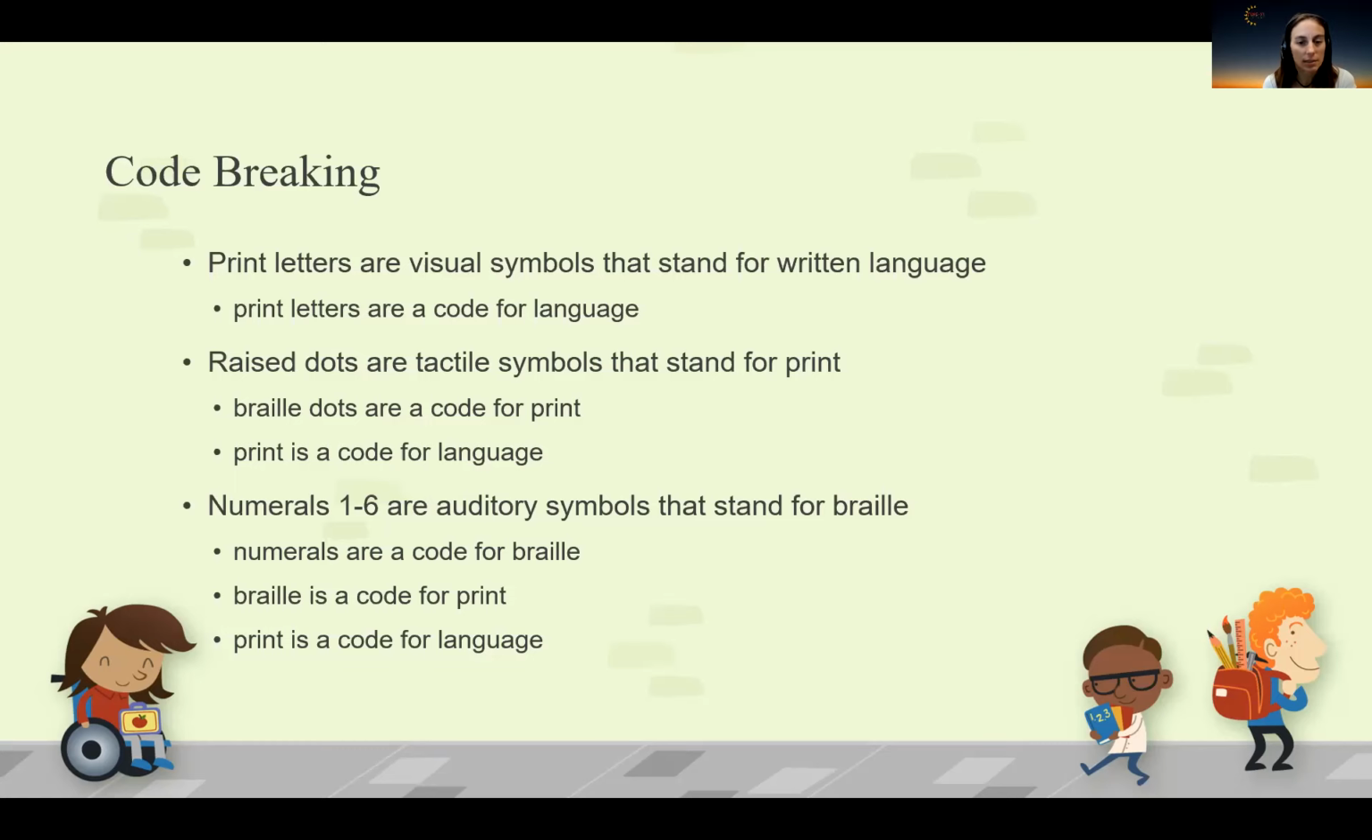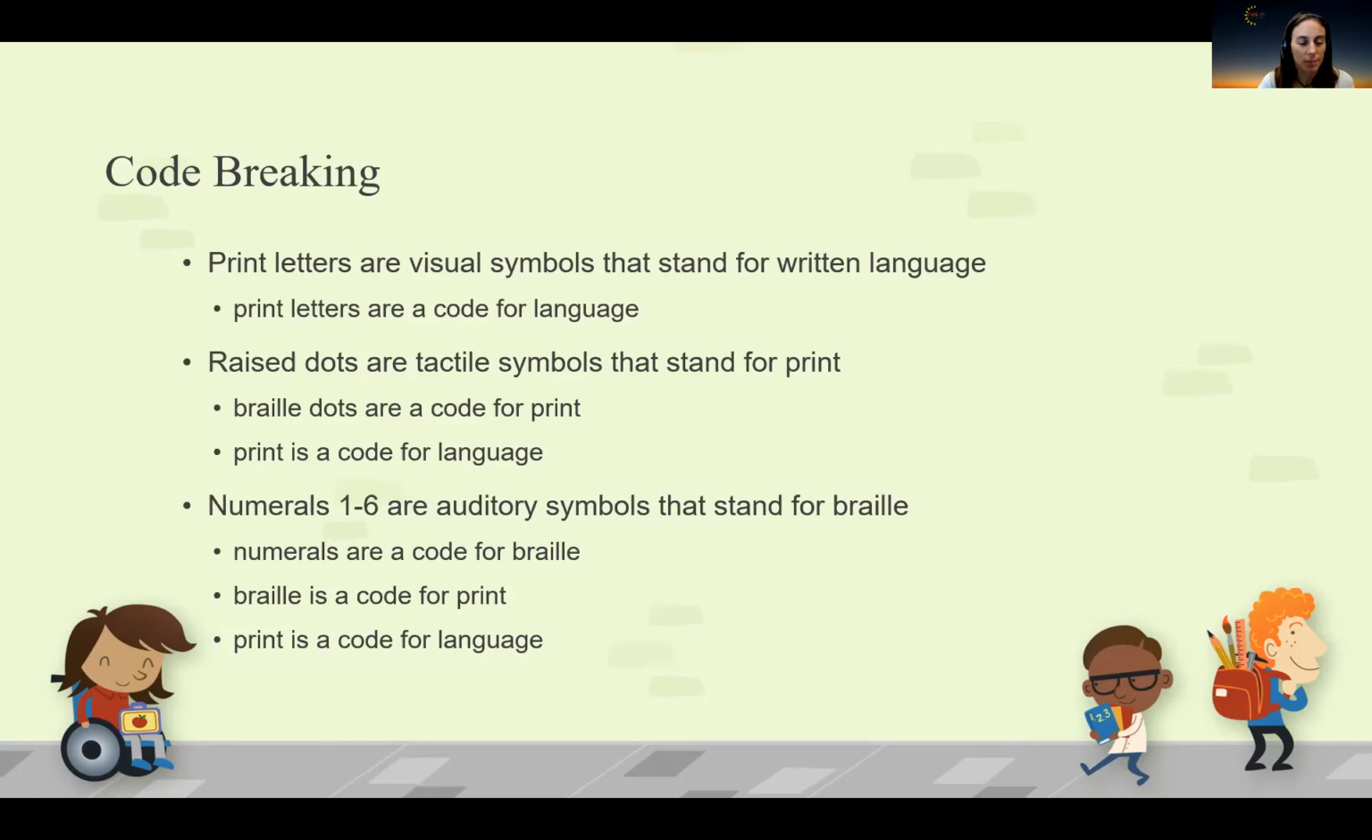Then we've got raised dots. Raised dots are a tactile symbol, and they stand for print. So those are the Braille dots. The Braille dots are a code for print. So that's already two codes there. We've got Braille dots being a code for print, and we have print being a code for language, for saying what we want to say, for words.